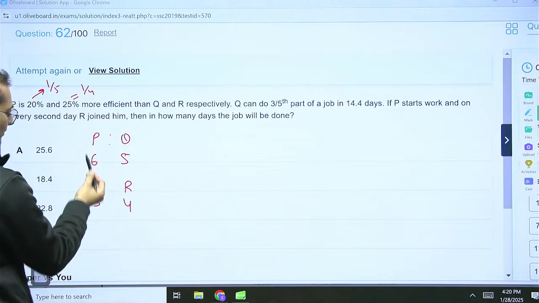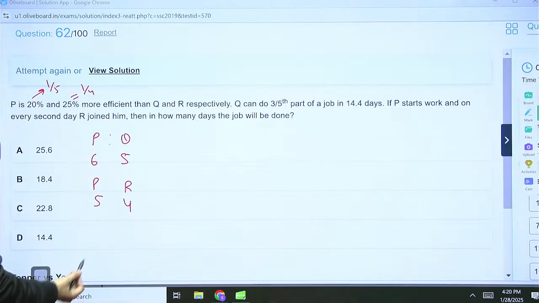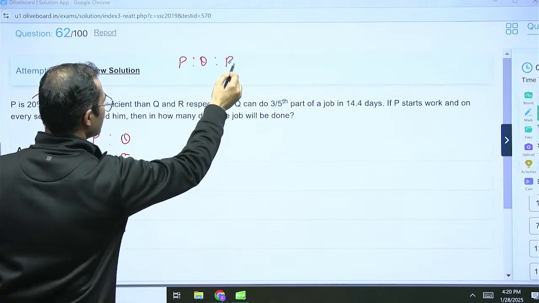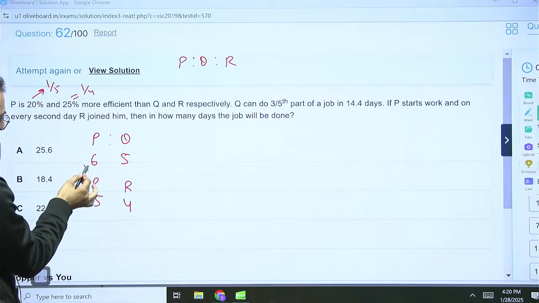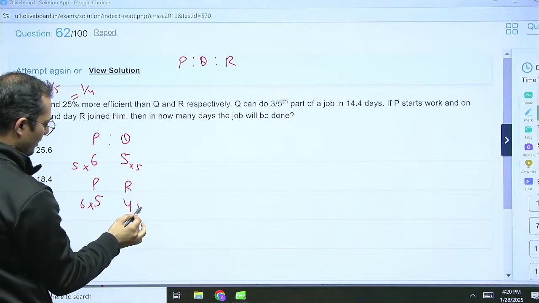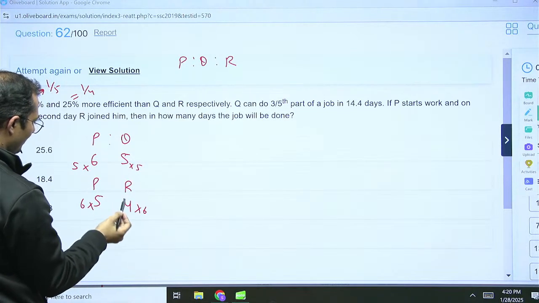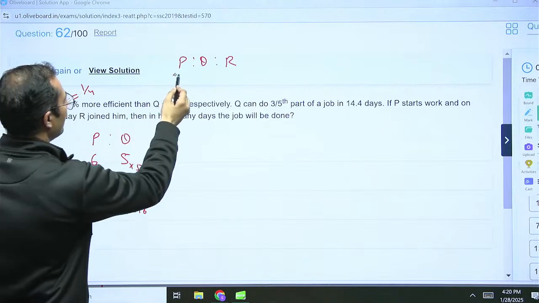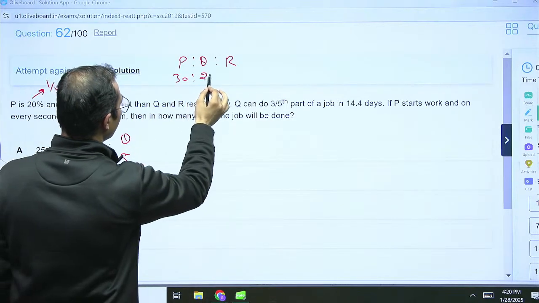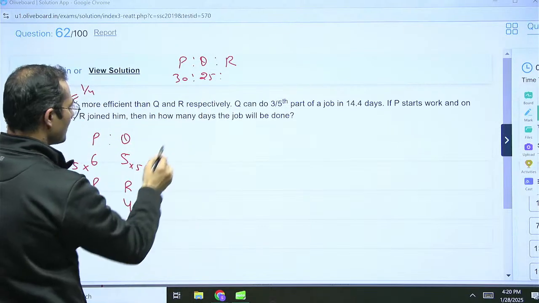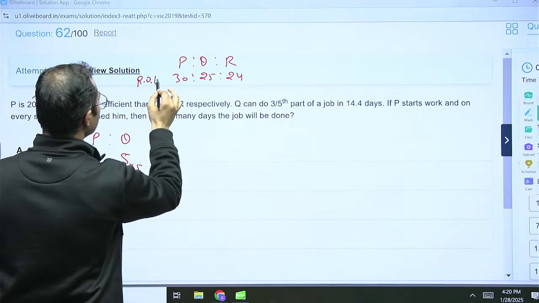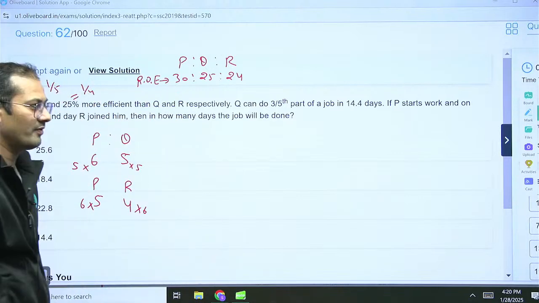So see, whenever we have to merge the 2 ratios, right? Their common term must be same, right? So make it equal. So here just multiply by 5, here must multiply by 6. So we can say that the efficiency of P is 30. Efficiency of Q is 25. And efficiency of R is 24. So simply we can say that this is the ratio of efficiency. Efficiency means 1 day work, right?